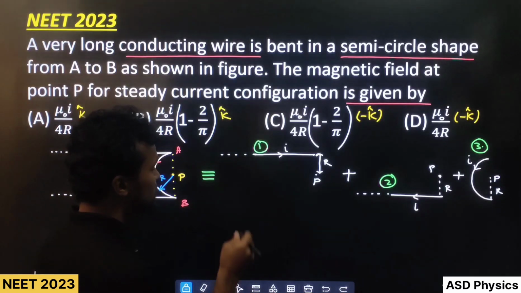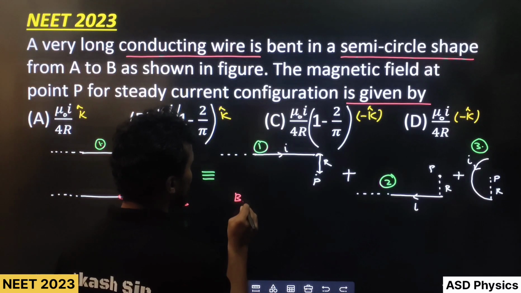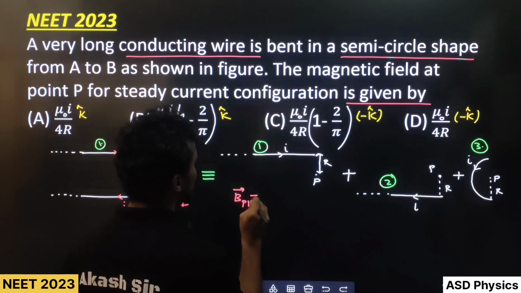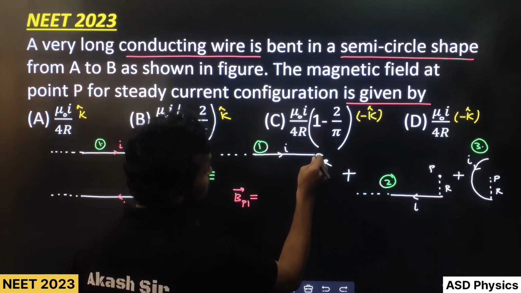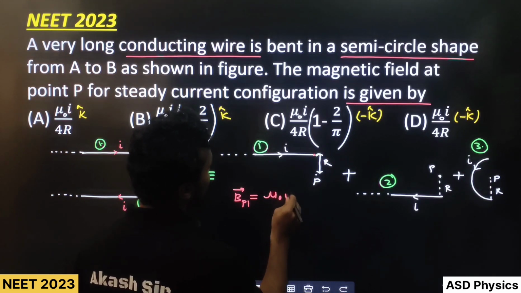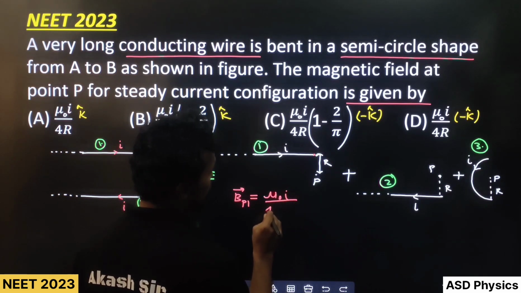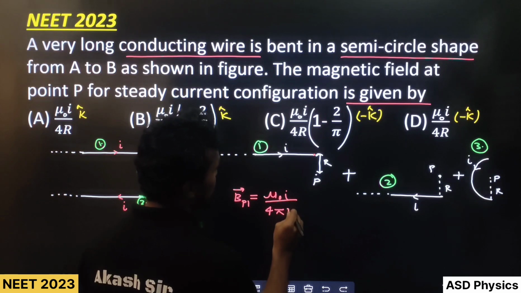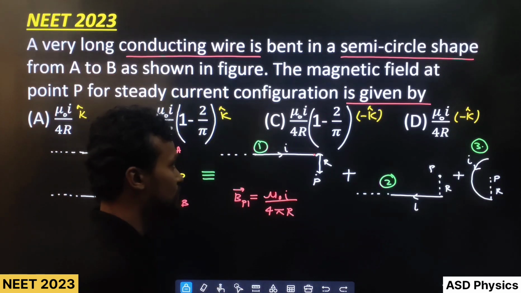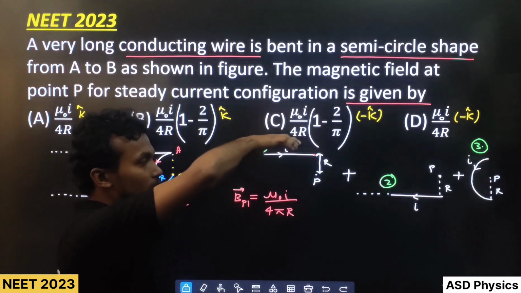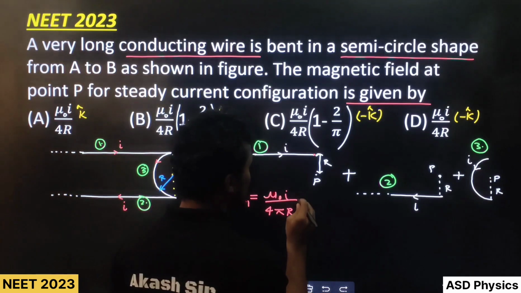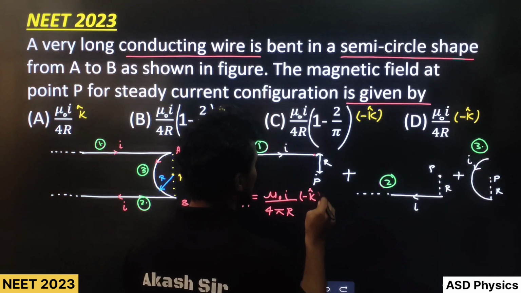Here again students, see please. Magnetic field at point P due to section 1. Formula again, which wire? Semi-infinite wire is there. So formula mu naught I by, as I told you, 4 pi R, the distance being R. And the direction again, put your fingers along the current, palm towards the point, thumb is going inside. That means here minus k cap.